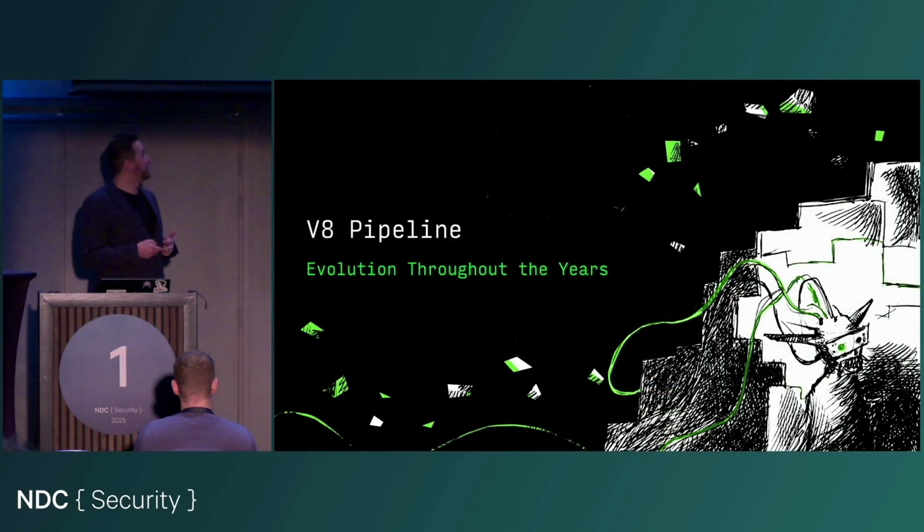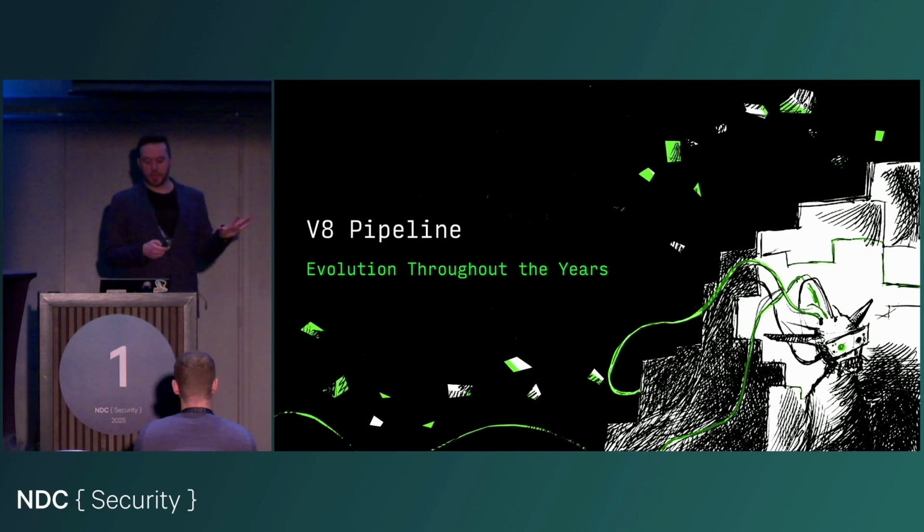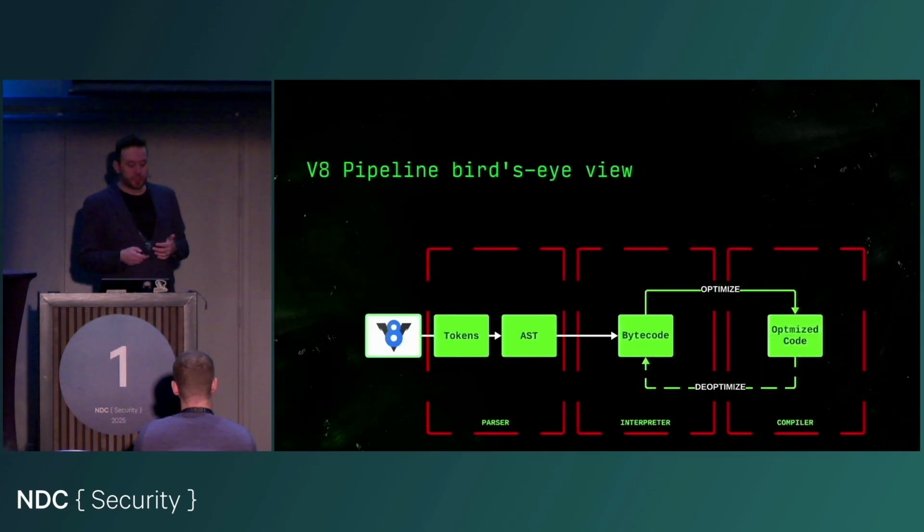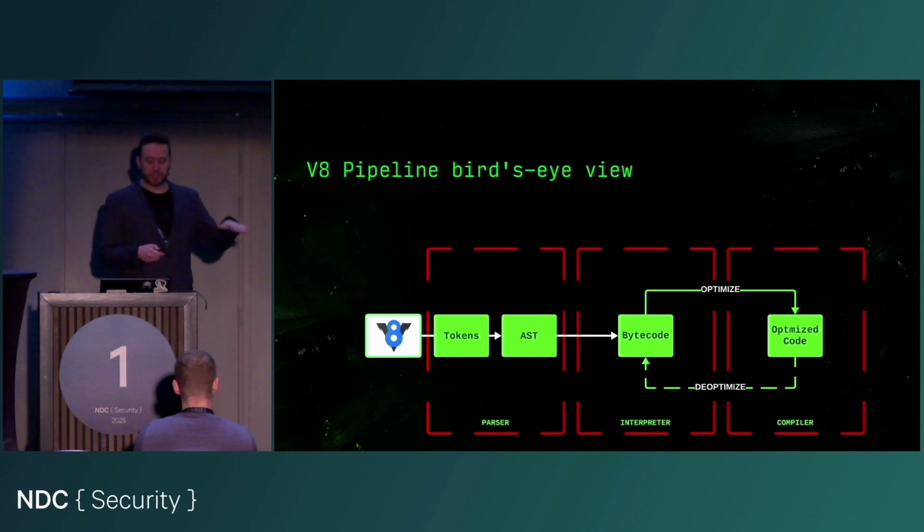Cool. But before analyzing the first bug, let's zoom in and get more familiar with V8, the Chrome JavaScript engine. First off, let's get a bird's eye view of the V8 pipeline from a high-level perspective. Any modern JavaScript engine consists of several key components. The parser, which basically processes the JavaScript source code, breaks it into tokens and generates an AST, an abstract syntax tree.